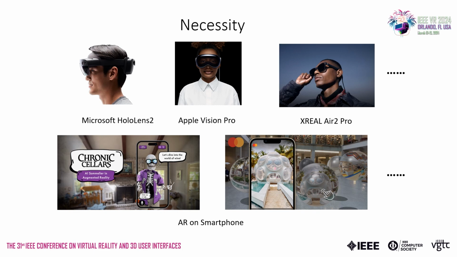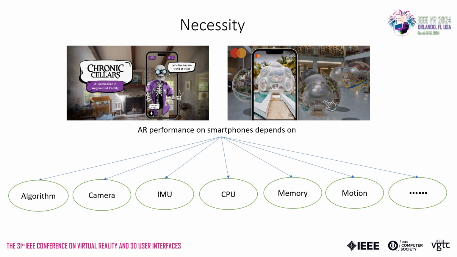We can experience AR games, AR navigation, and so on, while AR performance on smartphones depends on different VI-SLAM algorithms, camera and IMU sensors on smartphones, CPU performance, and memory of the phone, how we hold the phones, and some other factors. The existing VI-SLAM methods only perform well on high-end phones, but poorly when deployed on a large stock of mid- and low-end phones.